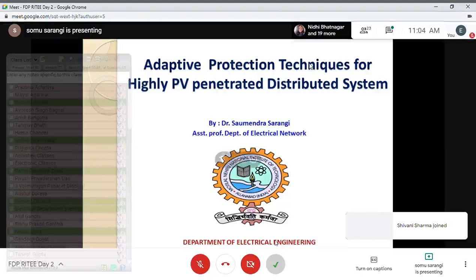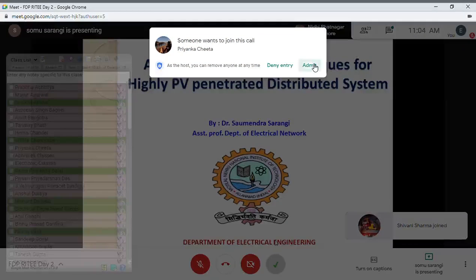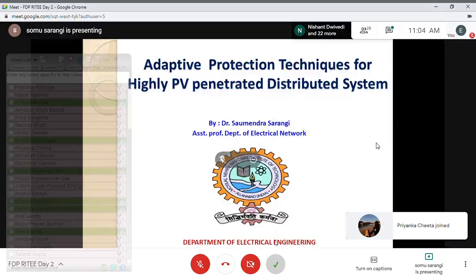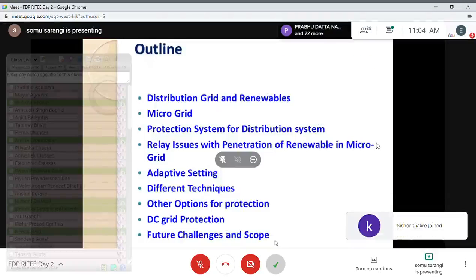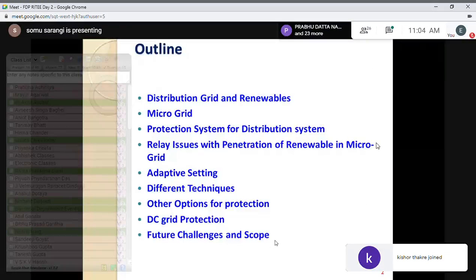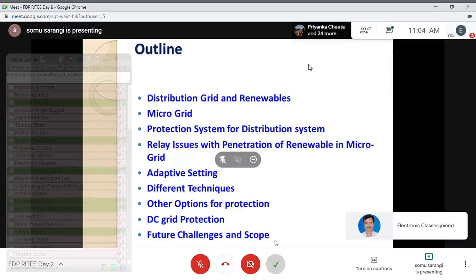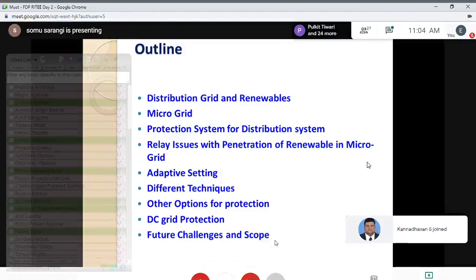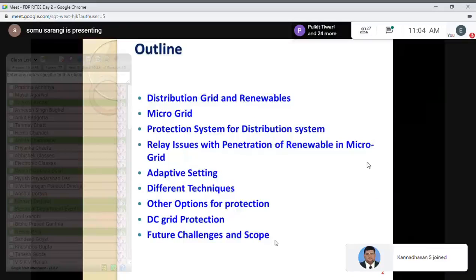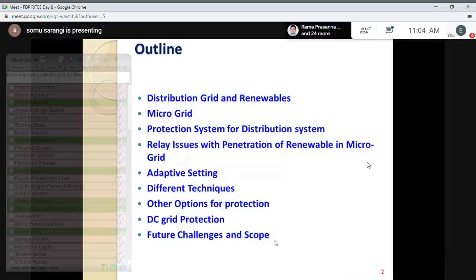So I am targeting the protection issues with the renewable penetration in our system. In this context, I am going to discuss the distribution grid and renewables, what the microgrid protection system for distribution system is, relay issues with the penetration of renewable microgrid, adaptive setting, and different techniques we have for protection of distribution system with renewables.